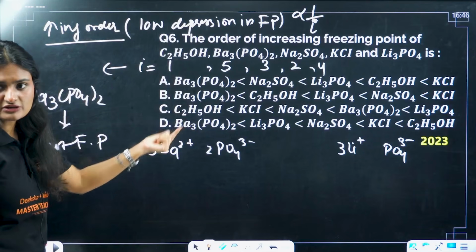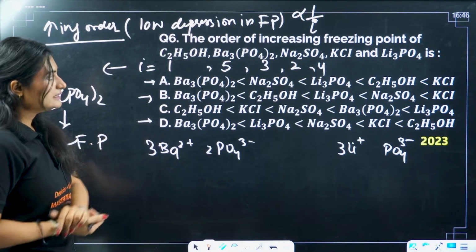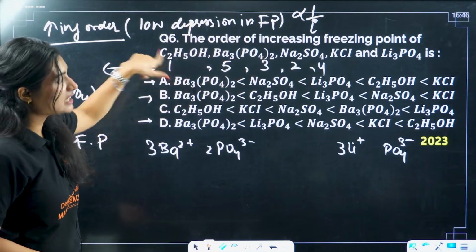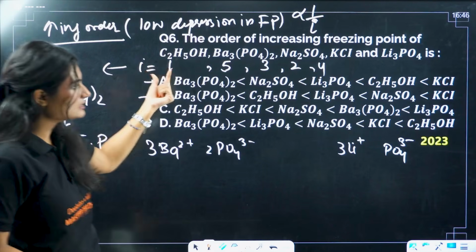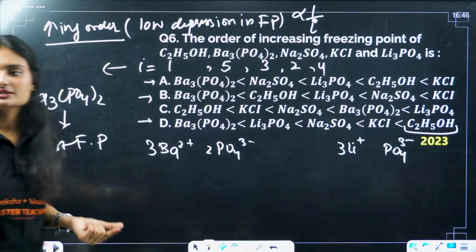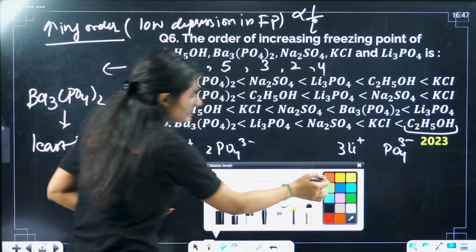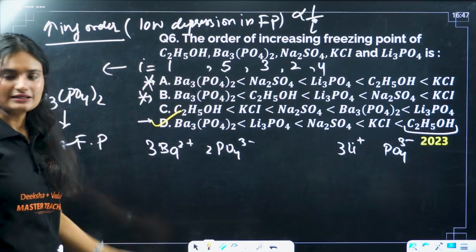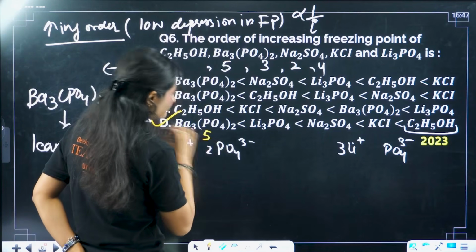Now which is the option which has this as least? Either option A, option B, or option D. Now which will have the highest freezing point? The one with the least I value, least Van 't Hoff factor value, right? That is C2H5OH. Here I see only one answer, which is D. So that means the others are incorrect, and your correct answer is option D. And even if you go by that, this has 5, this has 5.